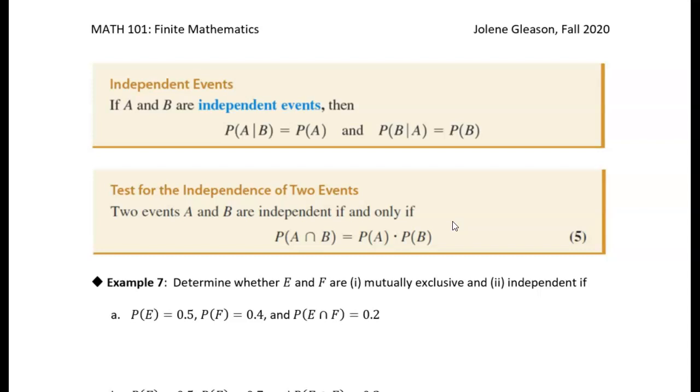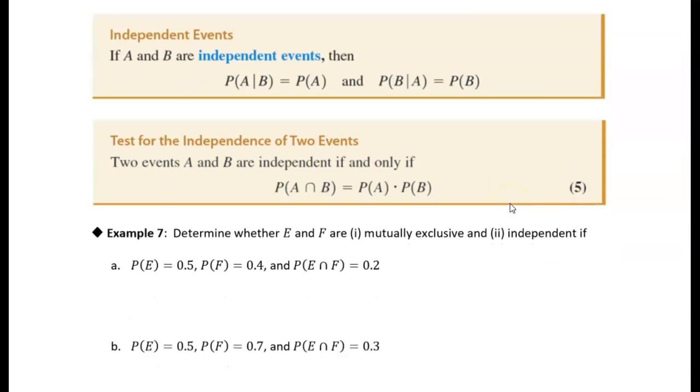Same way with the probability of B. The probability that B happens given that A happens is just the probability of B, because we don't care what happened with A, since it doesn't affect what happens with B. So the probability of B given A is just the probability of B. And this second result, which is the test for the independence of two events, is that the probability of A and B happening is equal to the probability of A times the probability of B. And that makes sense, right?